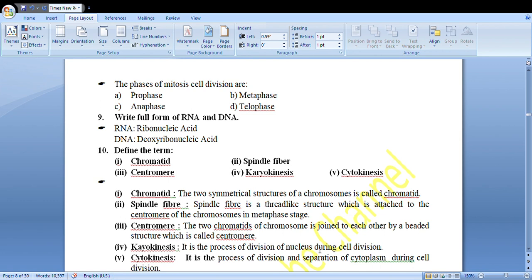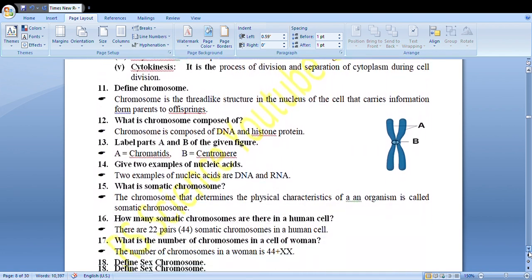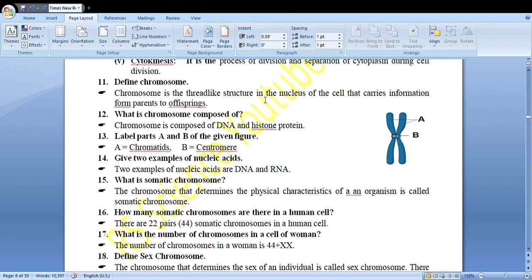Karyokinesis is the process of division of nucleus during cell division. The division of nucleus is called karyokinesis, whereas division of cytoplasm is called cytokinesis. Define chromosome. Chromosome is a thread-like structure in the nucleus of a cell that carries information from parents to offspring.